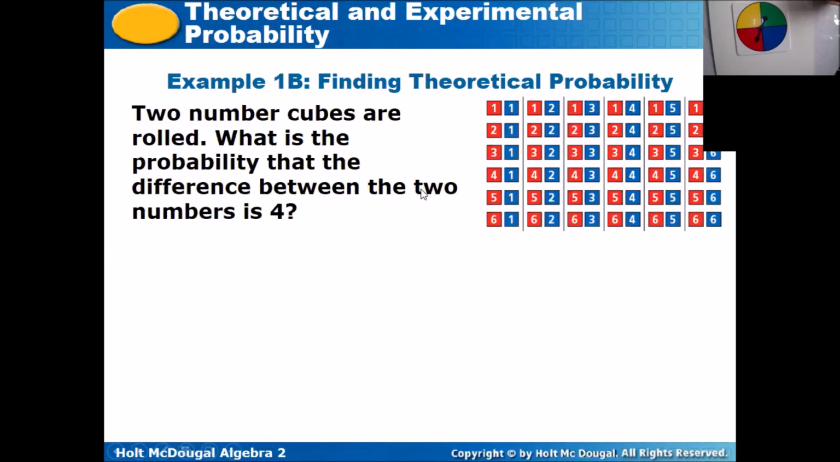Okay, so when we subtract these numbers, if we subtract 1 from 1, we get what? 0, right? 1 from 2, that's going to be 1. 1 from 3, that's 2. 1 from 4, that's 3. This one right here, 5 from 1. So we could circle this outcome. Y'all see what I'm saying? We could circle this outcome.